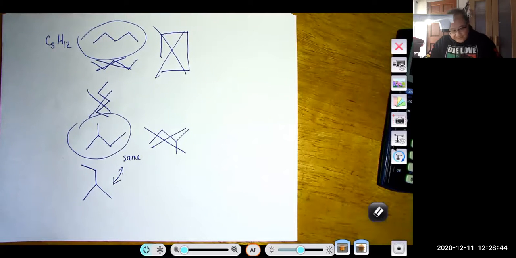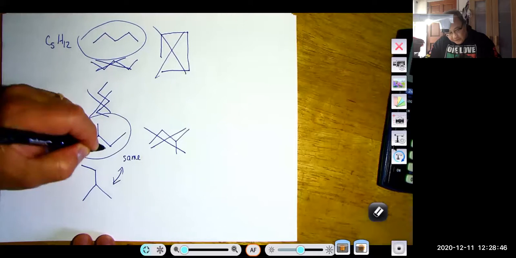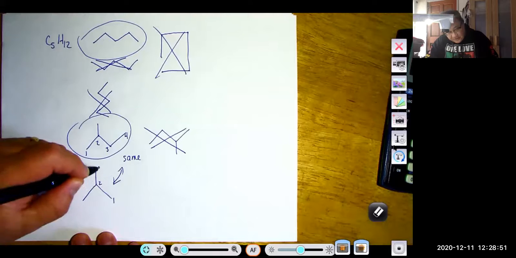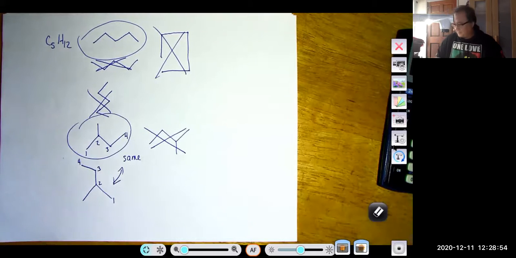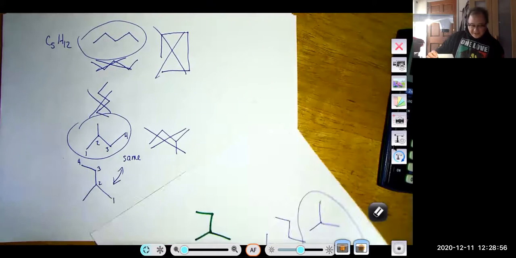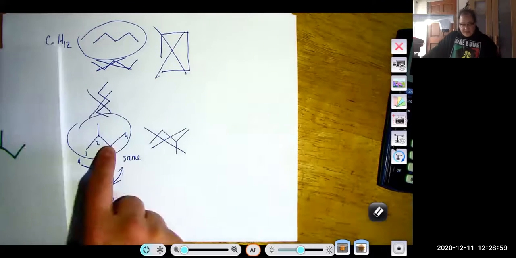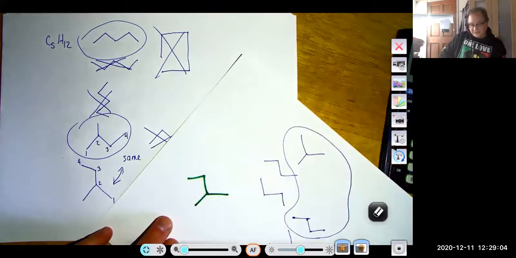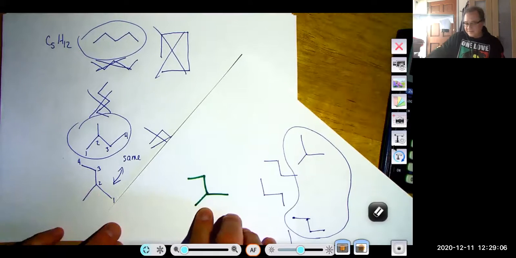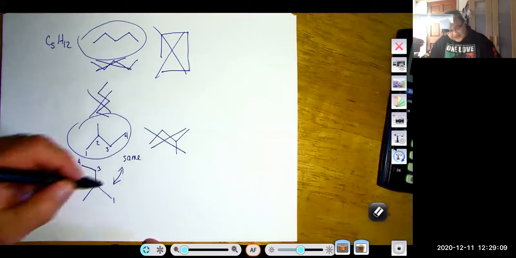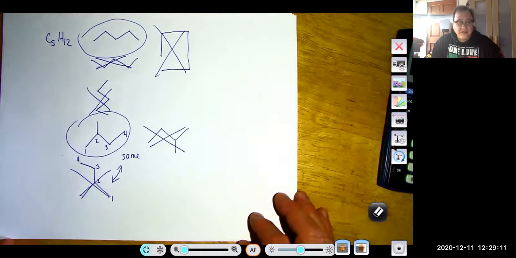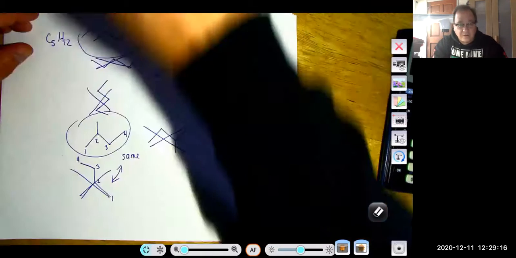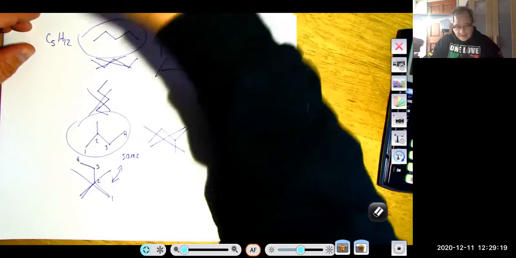And I'll show you why. 1, 2, 3, 4. That's the longest parent, right? 1, 2, 3, 4. This guy is just this guy like that. Do you see how they're the same? So the answer is this is not a structural isomer. When you're trying to find the parent chain, it's the one that has the longest number of carbons. So you're not going to let that happen to you again.